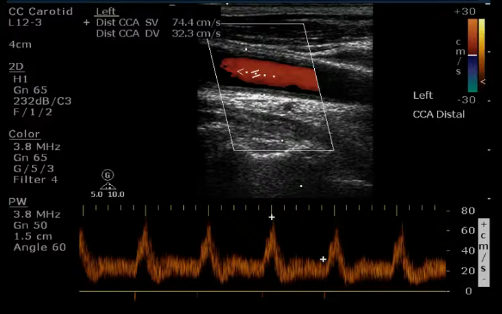Here's a Doppler image. We get normal spectral window. We get normal velocities. However, there is evidence of parvus tardus. See how this curves backward? That shouldn't be the case. It should be straight up and down. So there is evidence that there was disease upstream or proximal to where this signal was taken.